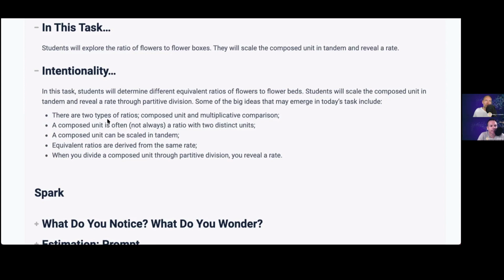If you think about that and you go, what does that mean? You definitely want to do this unit yourself, because in the consolidation steps, which we're going to get to here, you'll go, oh, I didn't even realize that was going on there. And then finally, when you divide a composed unit ratio, you reveal a rate. And we are using partitive division every time that happens.